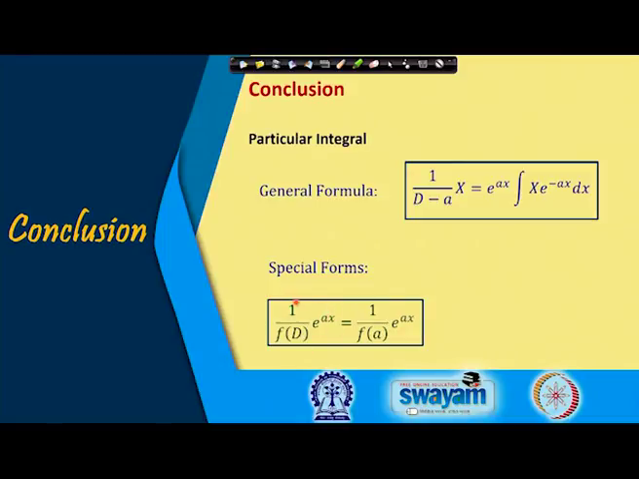So, the rule was that for 1 over f(d) operating on e power a x, we can replace d by a if f(a) is not 0, and if it is 0, then we certainly have a d minus a factor, and that can also be easily evaluated as x power r by factorial r and e power a x.